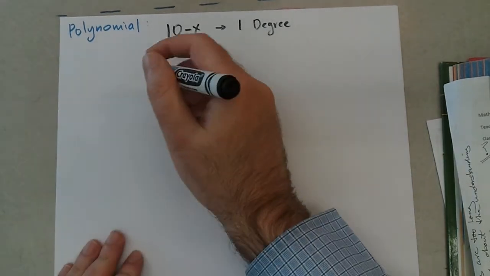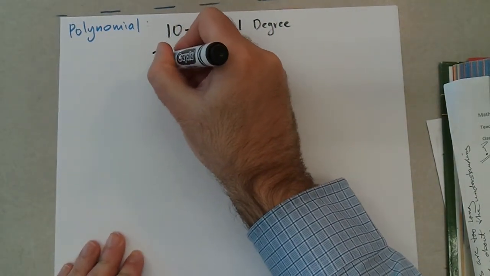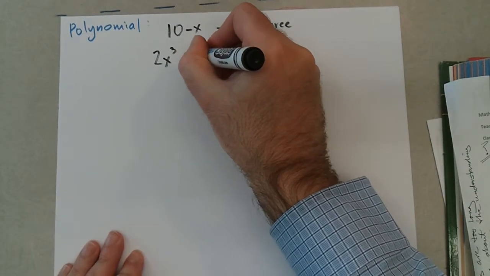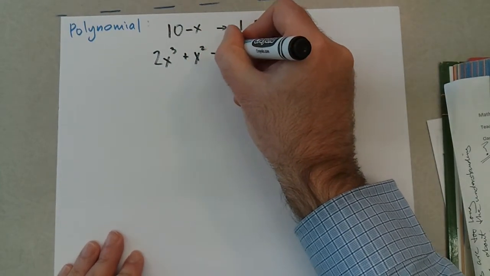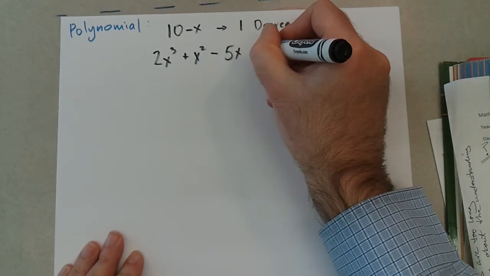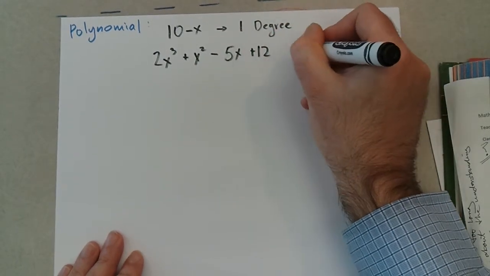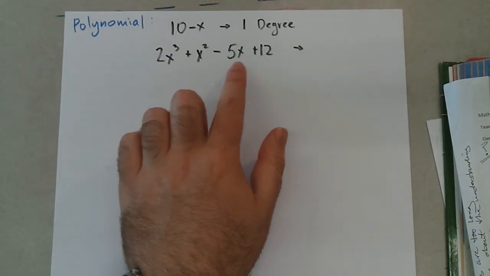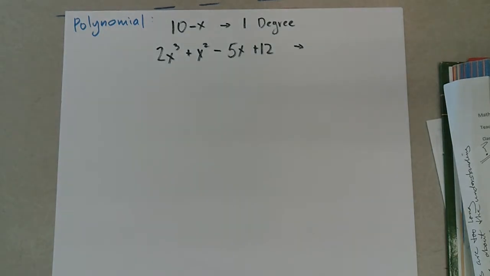But if I give you something a bit more complicated, like 2x to the 3rd plus x to the second minus 5x plus 12. This is a polynomial made up of 4 monomials. Monomial, monomial, monomial, monomial. And the degree of this particular polynomial, let's take a look.